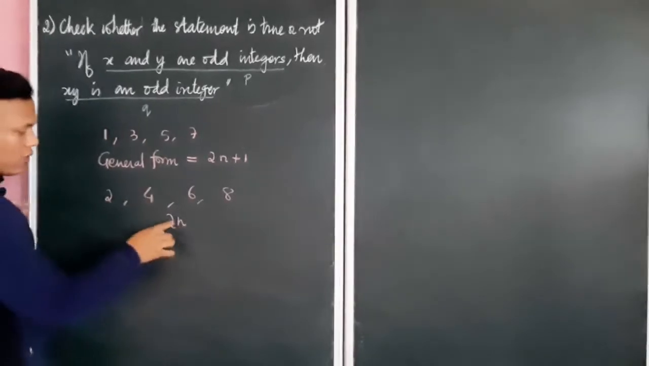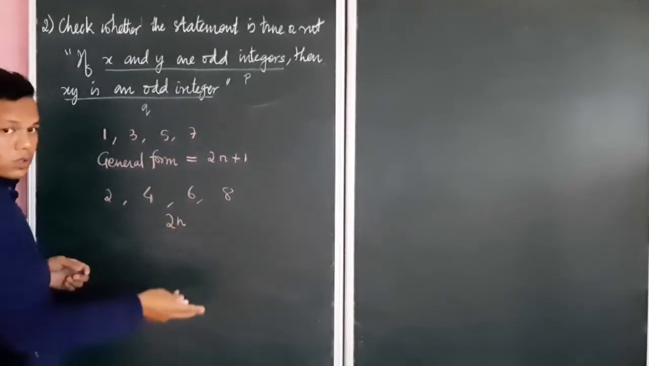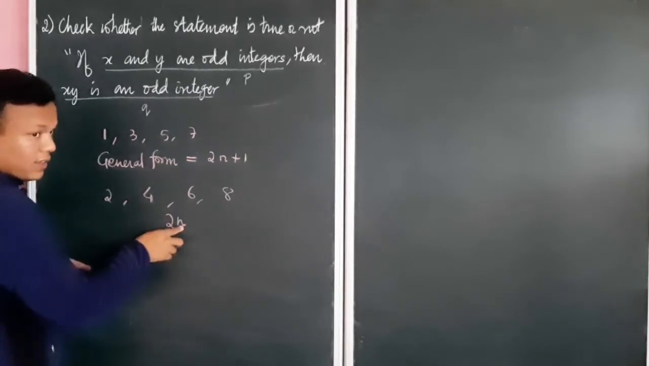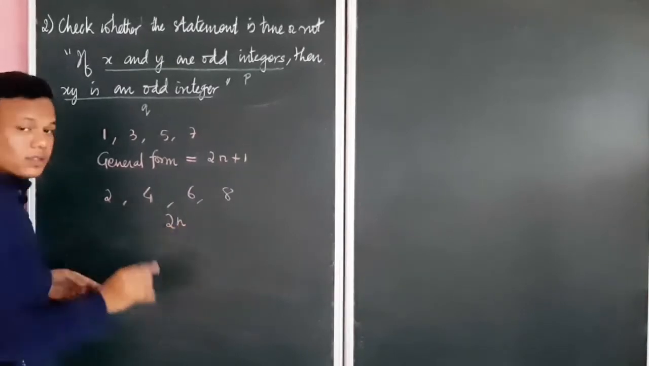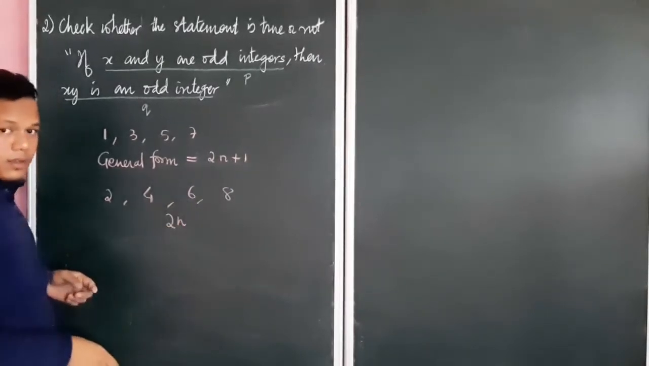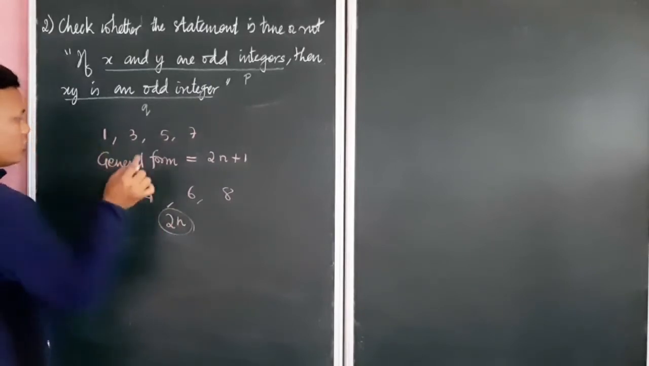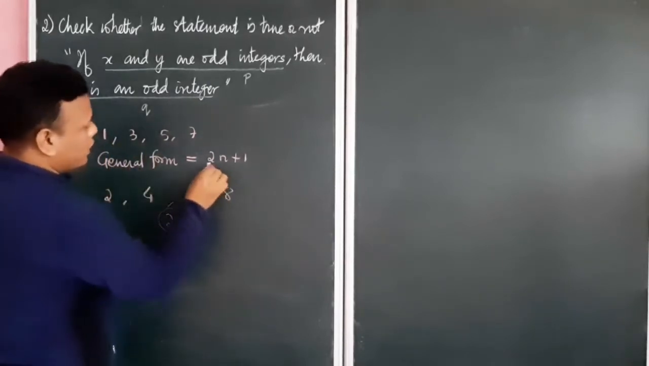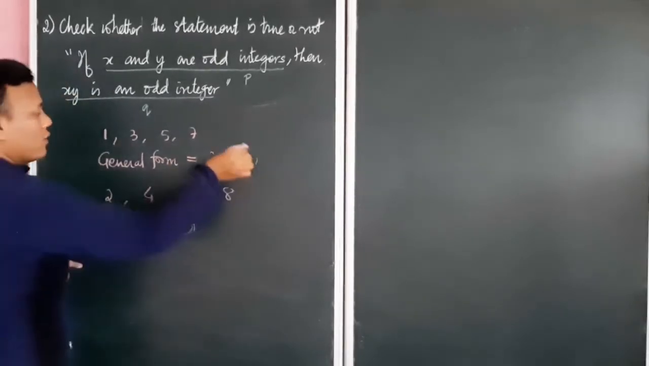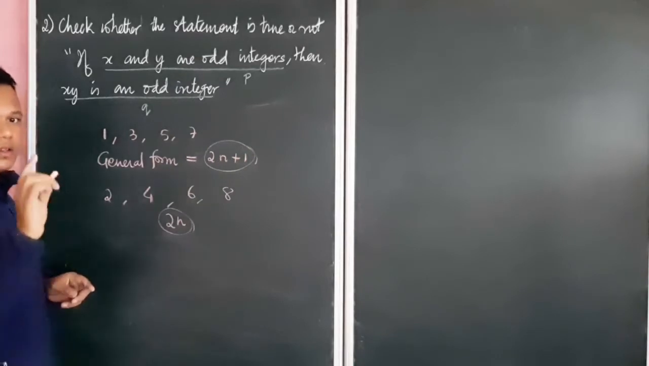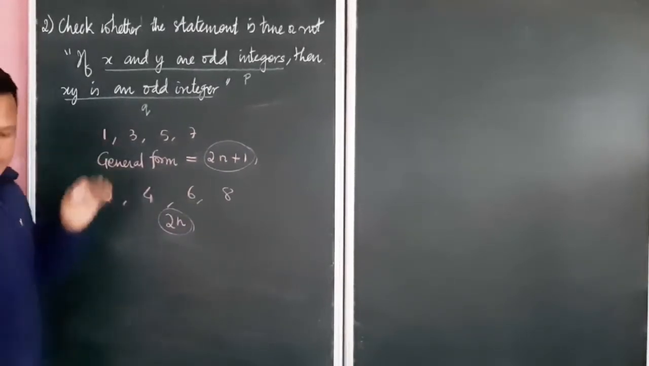Now put any value for n, for example 1, then 2n is 2 into 1, which is 2, an even number. Put any other value for n, for example 3. So 2 threes are 6. Again 6 is an even number. So the general form for even will be 2n, please remember that, and the general form of odd integers will be 2n plus 1, because if you put any value for n, you will find this whole number will always be an odd number. All right, so with this basic, let us begin.